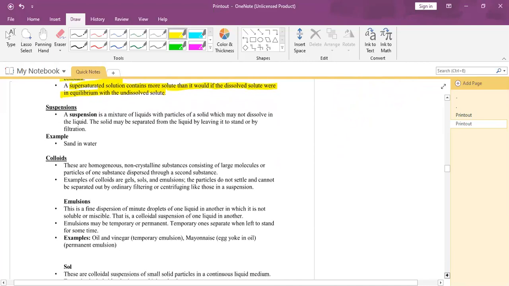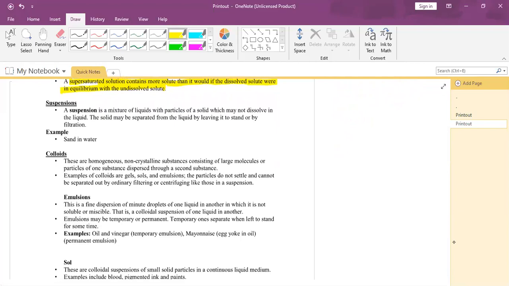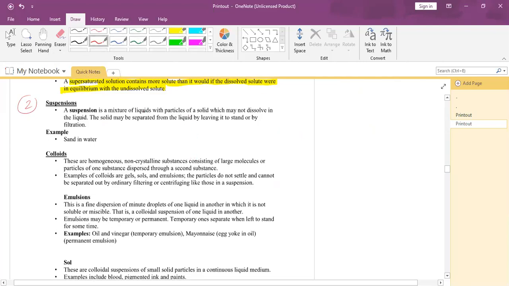Okay. So that is what a solution is all about. It's a homogeneous mixture. Okay. Then we have what we call the suspension. So that's the second point. Point number two, suspension. So a suspension is a mixture of a liquid with particles of a solid, which may not dissolve in the liquid. Okay. So the solid may be separated from the liquid by leaving it to stand or by filtration. Okay, so suspension.